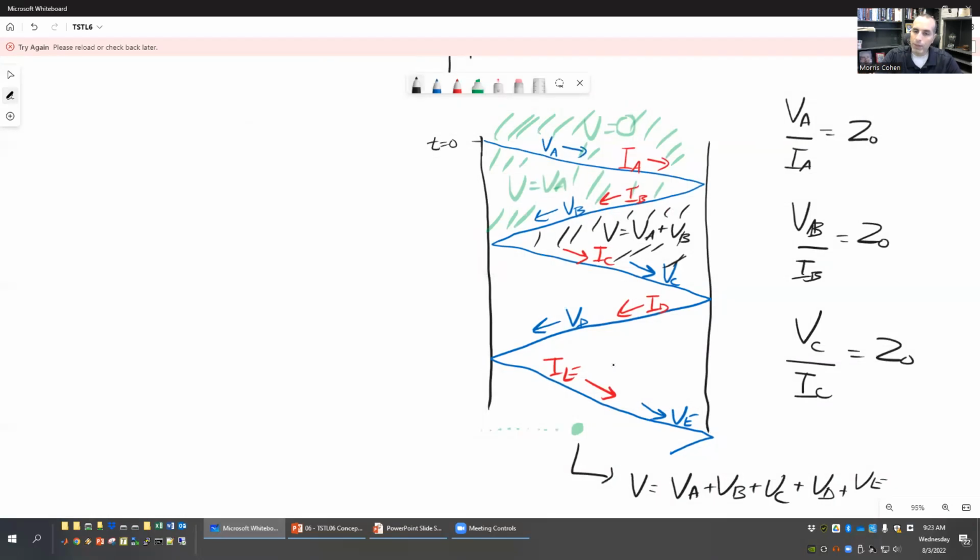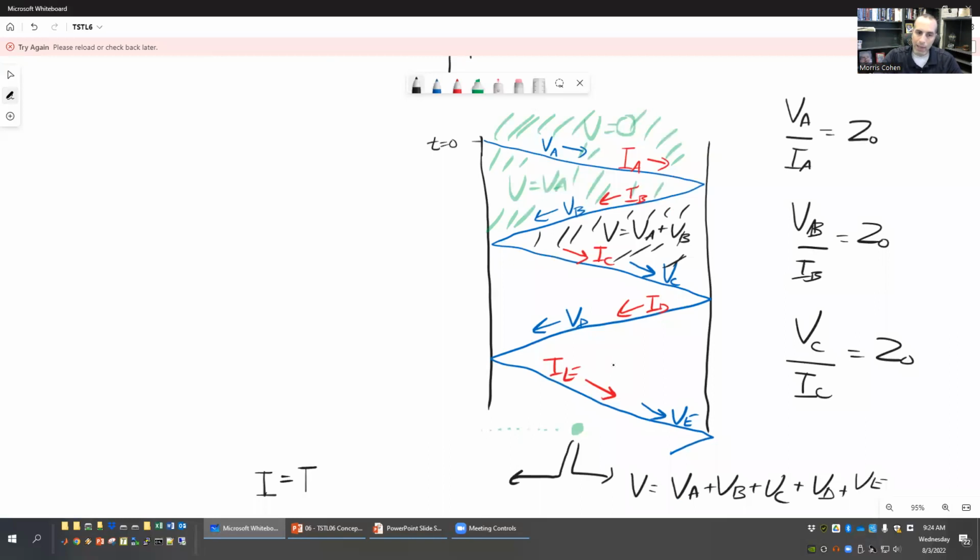However, what's the current right there? Next question is, what is the current in this location? The current is a little bit different, because if I look at IA and I look at IB, they are traveling in opposite directions from each other, which means they actually cancel each other out, right? If IA and IB are equal, then the sum current, the sum total of that is 0.